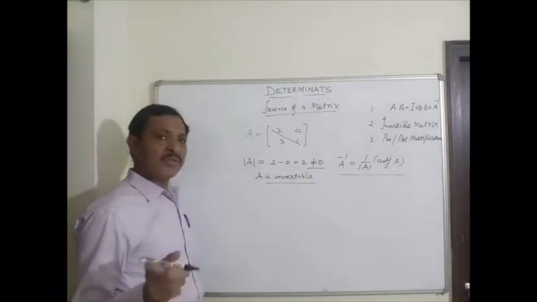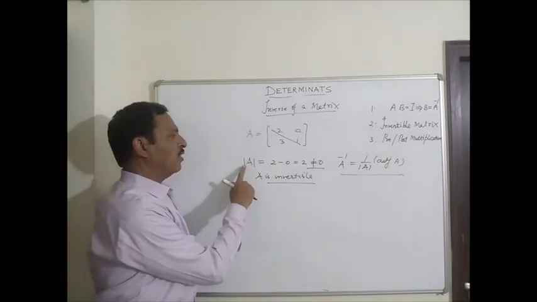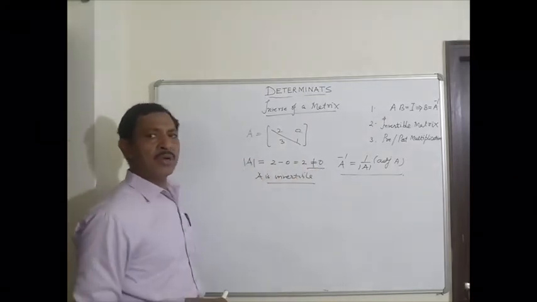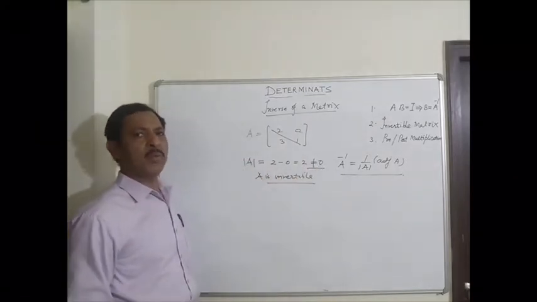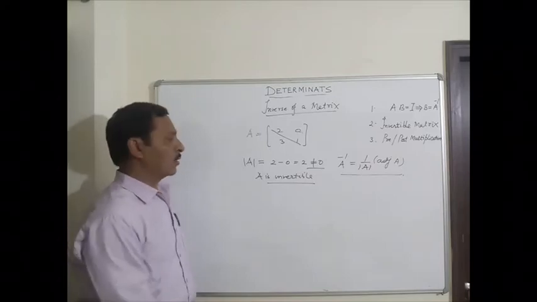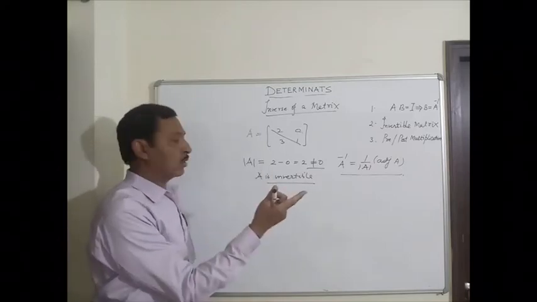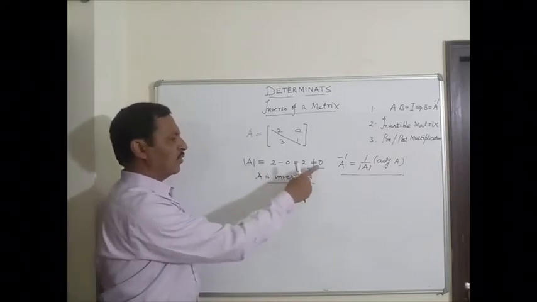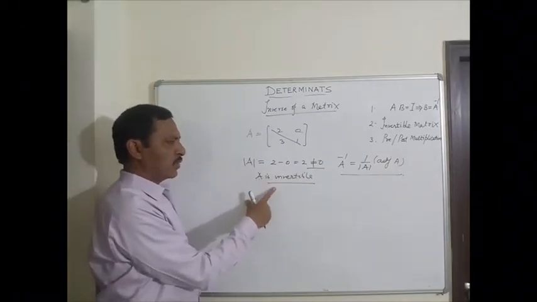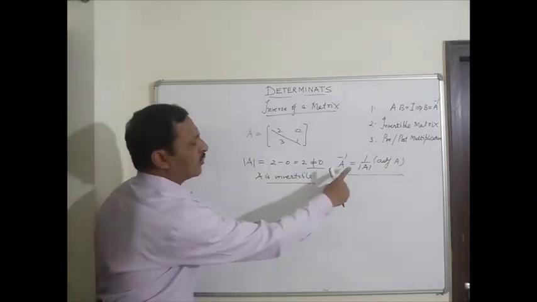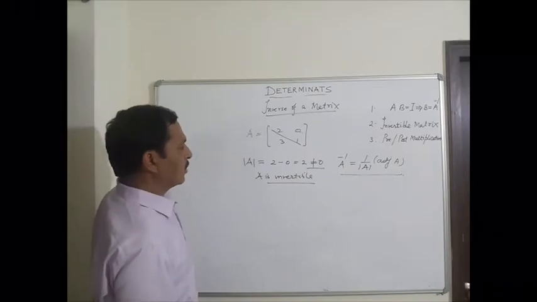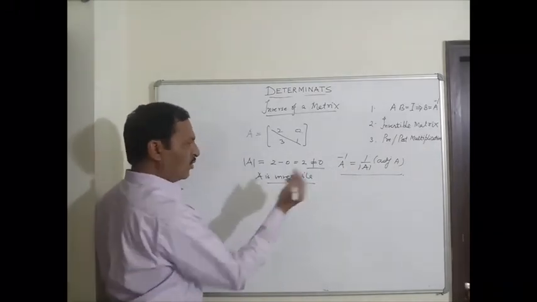We already have discussed one thing. When the determinant value is not equal to 0, is it a singular matrix or a non-singular matrix? The matrix should be non-singular. So it's a non-singular matrix, so it's invertible. Now let's work on this inverse. For finding the inverse, we should know the adjoint of A.